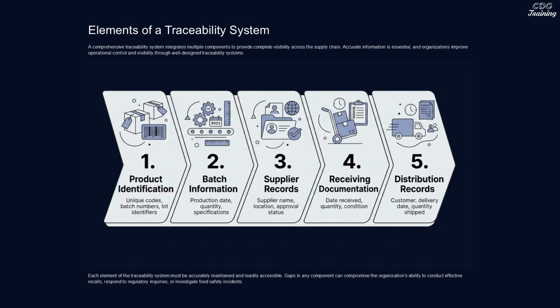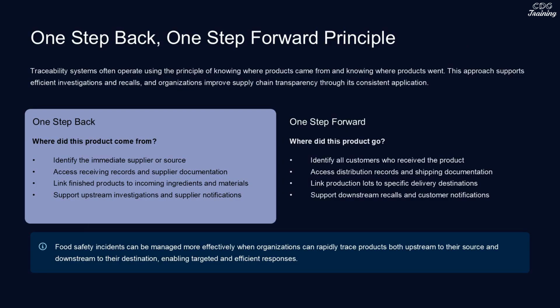A traceability system includes product identification, batch information, supplier records, receiving documentation, and distribution records to ensure accurate tracking throughout the supply chain. Traceability systems often use the principle of knowing where products came from and where they proceed next. This supports efficient recalls and transparency throughout the supply chain.